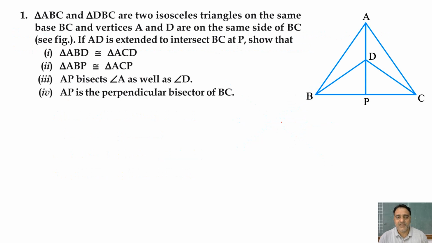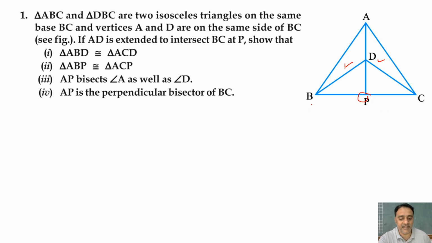No, sir. Okay. So now we are moving towards the first question of the next exercise. Triangle ABC and triangle DBC are two isosceles triangles on the same base BC and vertices A and D are on the same side of BC. If AD is extended to intersect BC at point P, show that ABD is congruent to ACD, and ABP is congruent to triangle ACP. AP bisects angle A as well as angle D. AP is the perpendicular bisector of BC.